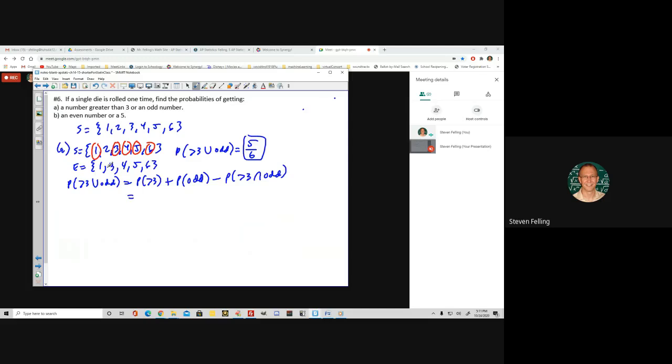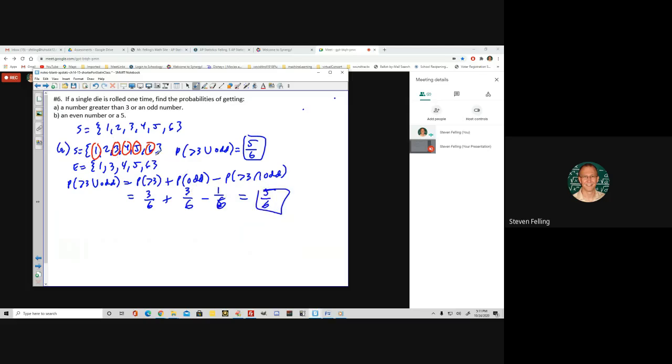Right? So how many of these cases are greater than 3? Well, 3 of them, 3 out of the 6 cases. How many of them are odd? 1, 3, and 5. That would be 3 out of 6. But are there any cases that are greater than 3 and also odd? 5. So you'd have to subtract that case off. You would end up getting 6 out of 6 minus 1 is 5 out of 6.